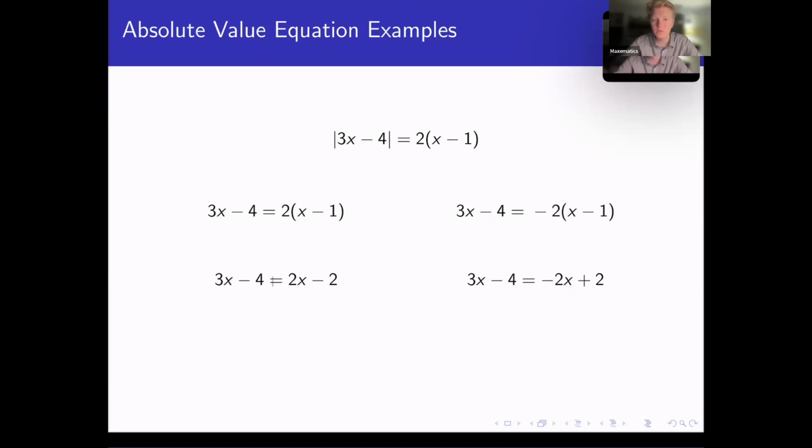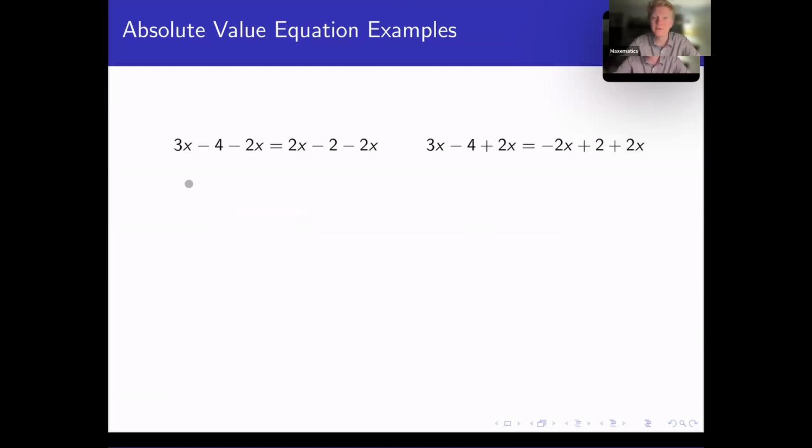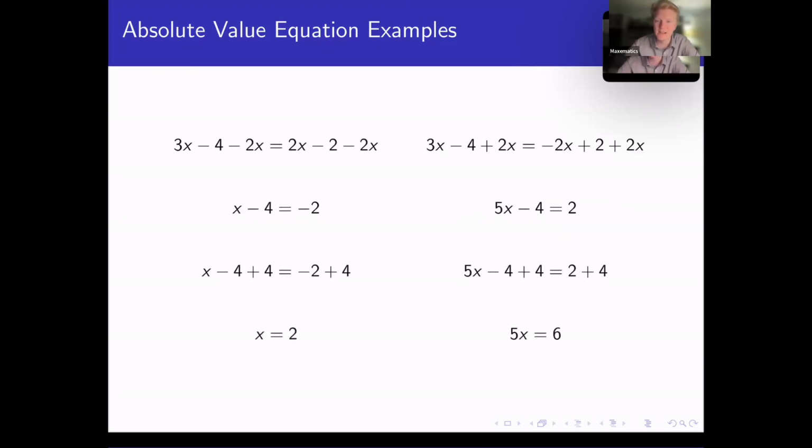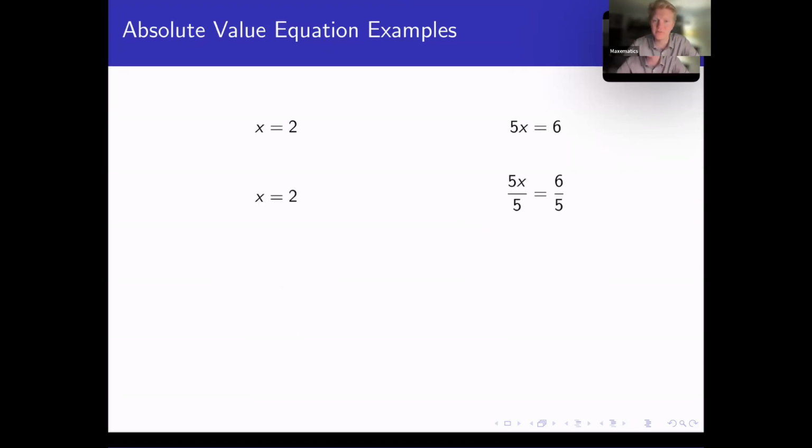All right, here we're going to subtract 2x, but here we're going to add 2x. 3x minus 2x is just x, but 3x plus 2x is 5x. We're going to add 4 to both sides in each separate equation. And last but not least, we just need to divide by 5 on the right. And there we go. 2 answers.